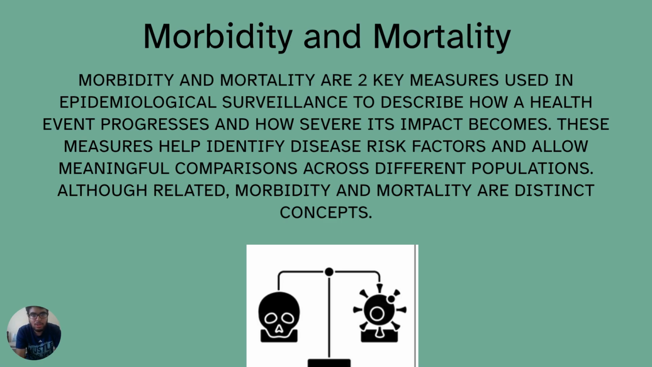Morbidity and mortality. Morbidity and mortality are two key measures used in epidemiological surveillance to describe how a health event progresses and how severe its impact becomes. These measures help identify disease risk factors and allow meaningful comparisons across different populations. Although related, morbidity and mortality are distinct concepts.